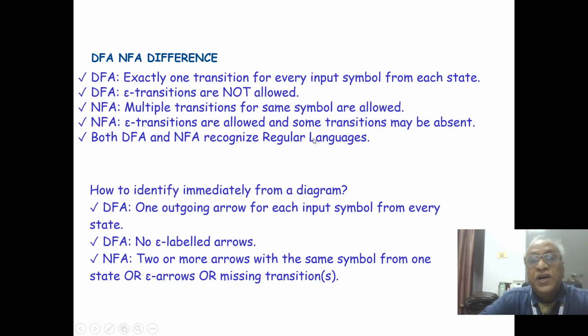Now, how do I immediately recognize from a diagram whether it is a DFA or NFA? DFA, look at the outgoing arrow. There will be one arrow for each input symbol from every state. So there are no epsilon labeled arrows. So that is for DFA. If it is NFA, how do I identify quickly? There will be two or more arrows with the same symbol from one state, or epsilon arrows, or missing transitions.